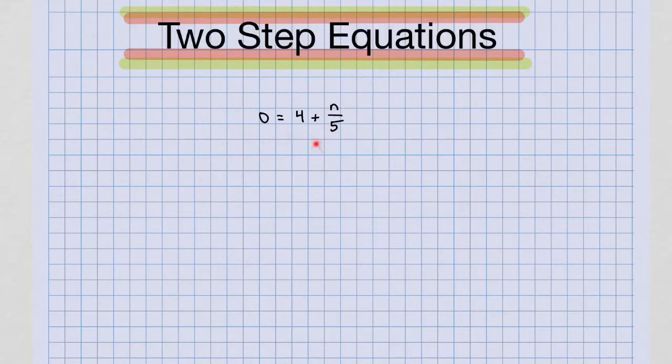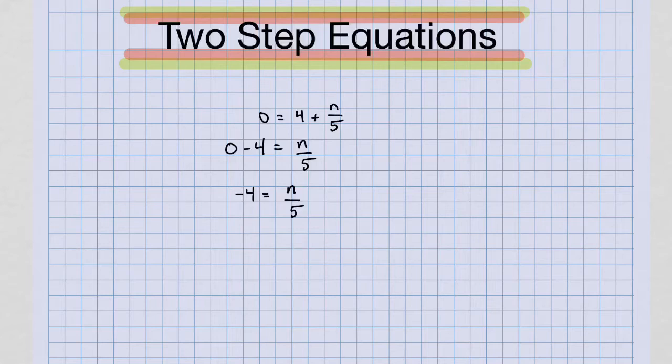All right, next problem. We need to get this variable n by itself. First thing we want to do is move these numbers that are by themselves. So we have 4. If you don't see a sign in front, it means it's positive, which means the operation is addition. So to move something that's being added across the equation, we need to subtract. So now we have 0 minus 4 equals n over 5. Okay, negative 4 equals n over 5.